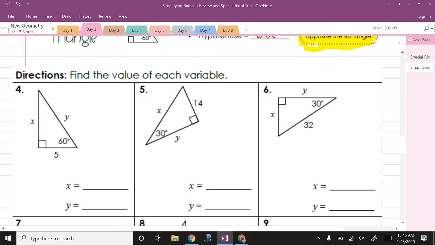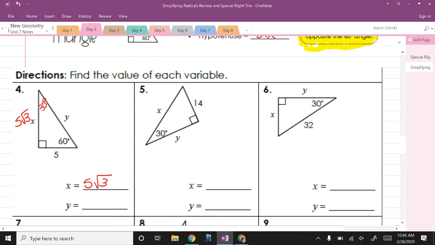So, look at number 4. They gave me that this angle is the 60-degree angle, so that means this angle up here is the what? 30-degree angle. So this 5 that they gave me, is it the short leg, long leg, or the hypotenuse? It's the short leg. They gave me the short leg, which makes it the easiest to me. Okay? So to get the long leg, I take the short leg and multiply by what? Radical 3. So this is going to be 5 radical 3 for X.